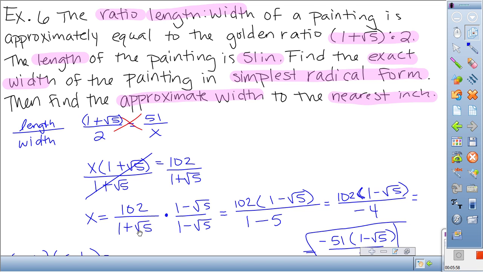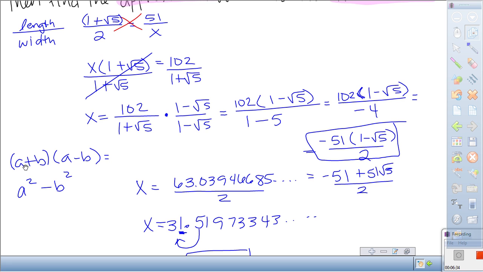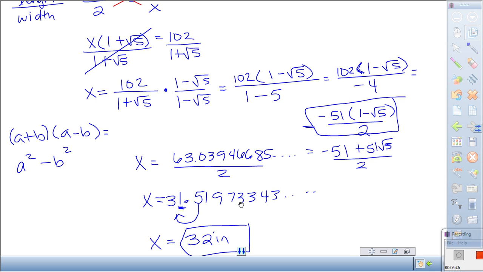We knew we couldn't leave the radical in the denominator, so we conjugated that expression. We found the conjugate. We rationalized the denominator. We used that rule that a plus b times a minus b is always the first term squared minus the second term squared to end up with 1 minus 5 in the denominator. We simplified to come up with our answer, put it in the calculator to find the approximate answer. Okay, that's it for 11.2.